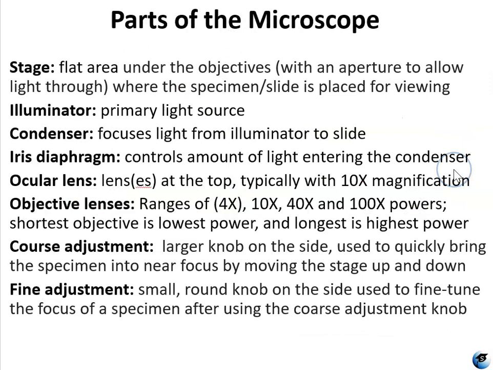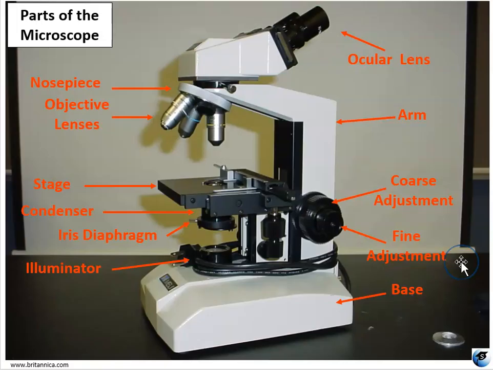Although you will not be working with a compound light microscope at home, you will still need to know the parts of the microscope, which are all defined here. Be sure you know the name and the location and the purpose of each of these parts. This figure here illustrates the parts of the scope. You have the ocular lens, the objective lens. This is the nose piece that holds the objective lenses.